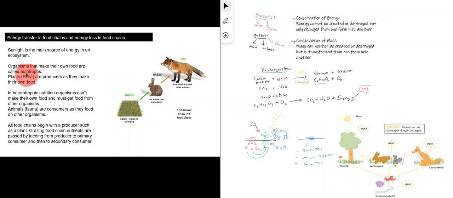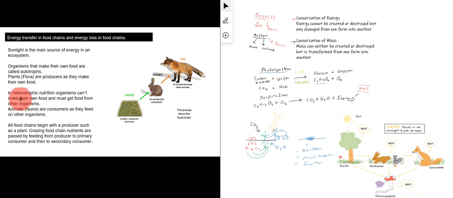Organisms that make their own food are called autotrophs. Plants, or flora, are producers as they make their own food. Autotrophs is a word that basically means the organism has the ability to make its own food. As an example, grass would be what's called an autotroph.